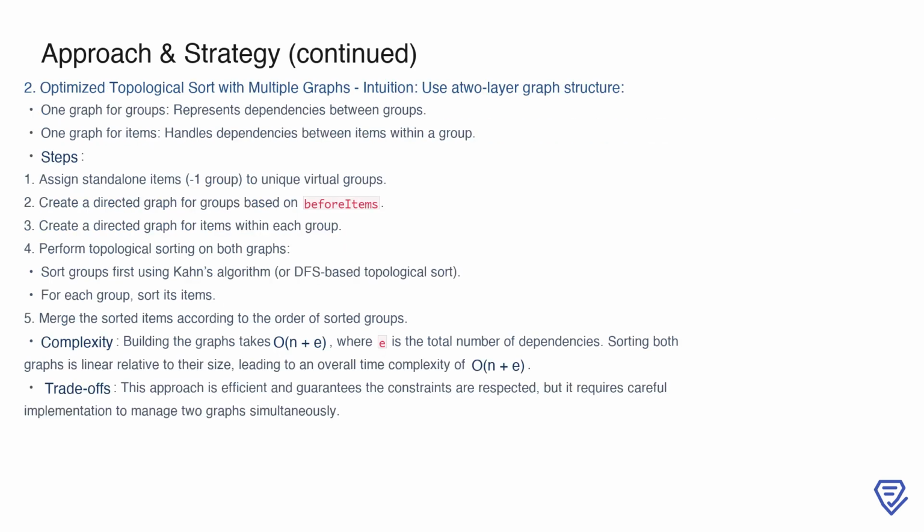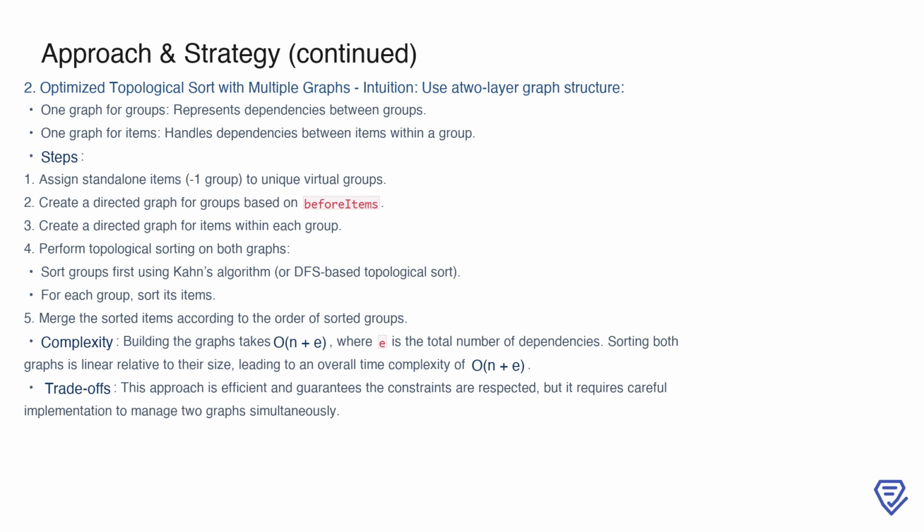A more efficient approach involves using an optimized topological sort with multiple graphs. Here, we represent the problem with a two-layer graph structure. One graph handles the group-level dependencies, while the other focuses on the item-level dependencies within each group.